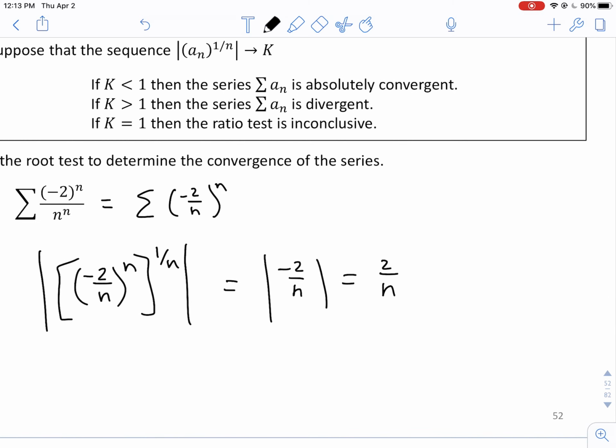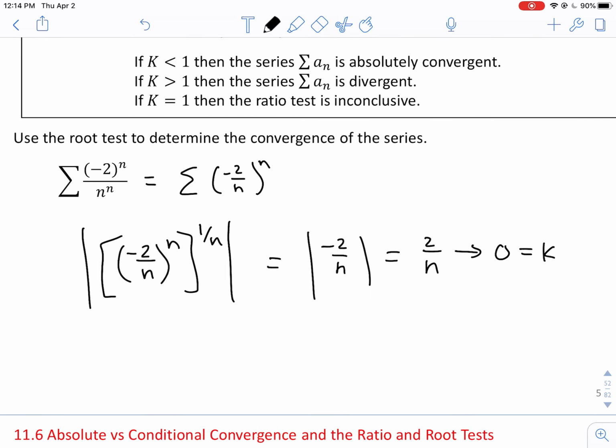We do a limit now as n goes to infinity. This approaches 0. That's our k. That's less than 1, and so we know that the series is absolutely convergent. Thus, this series absolutely converges by the root test.